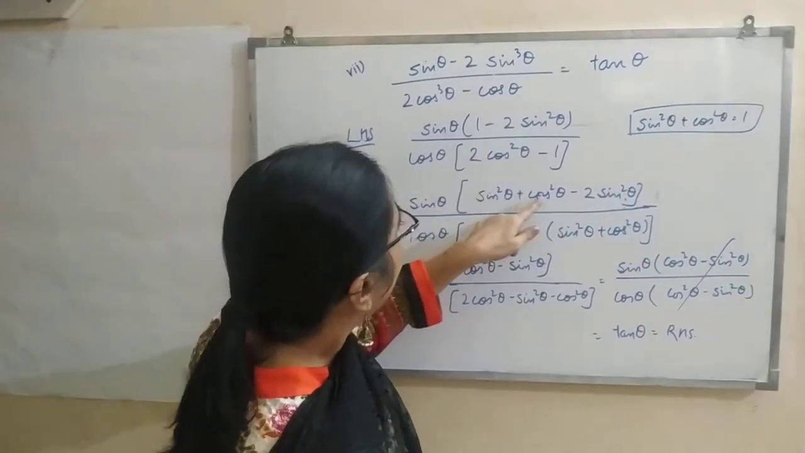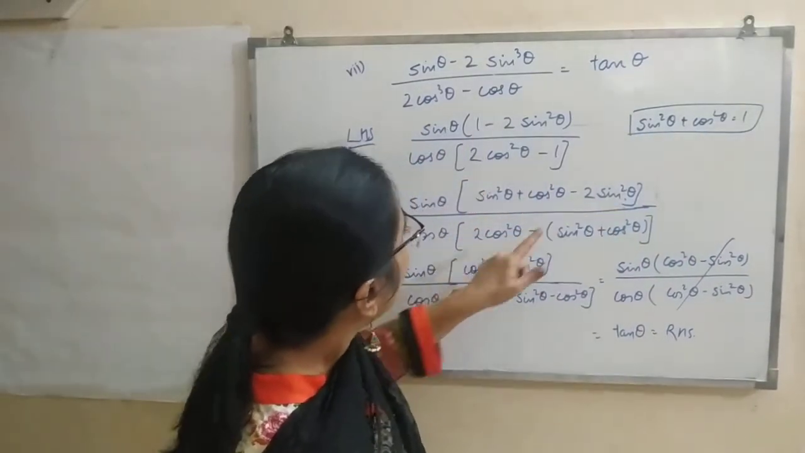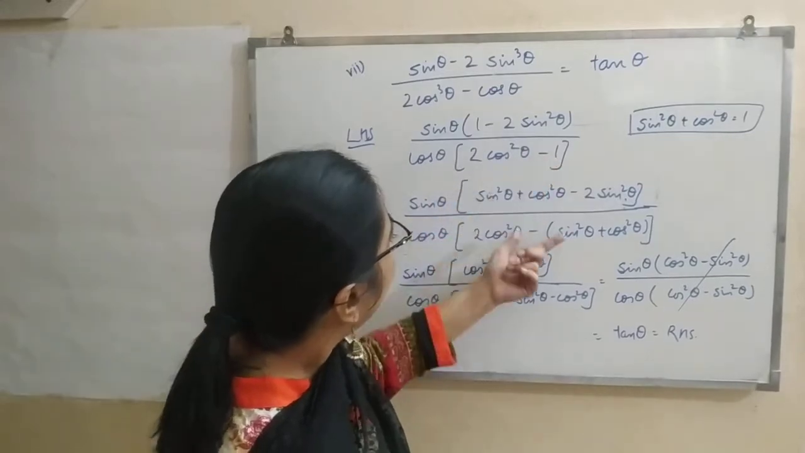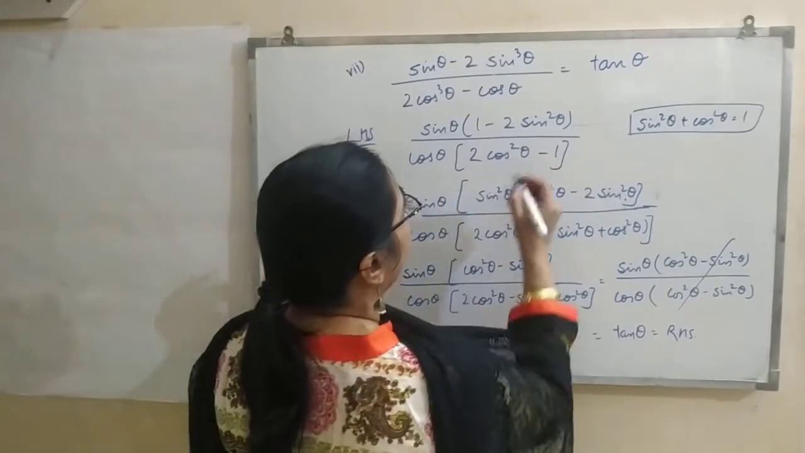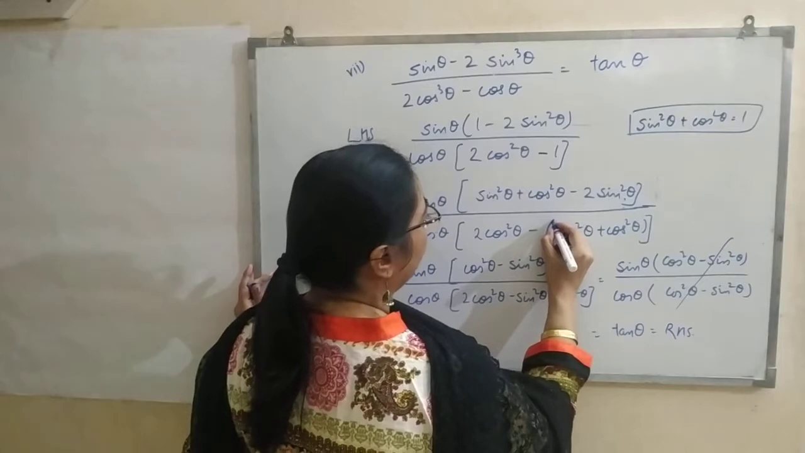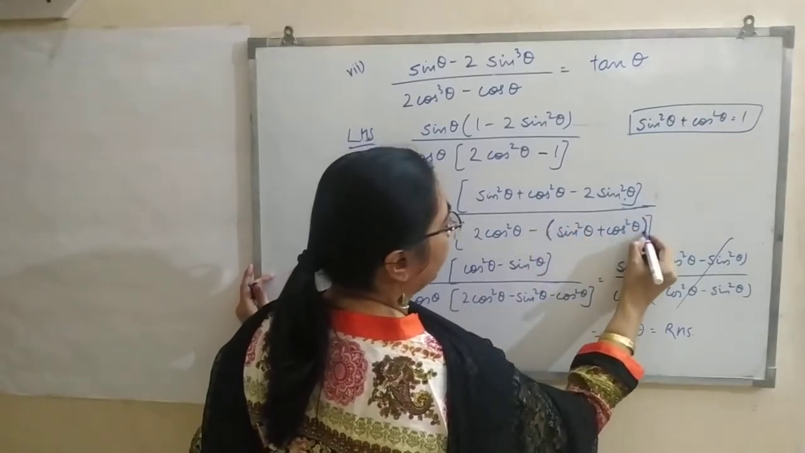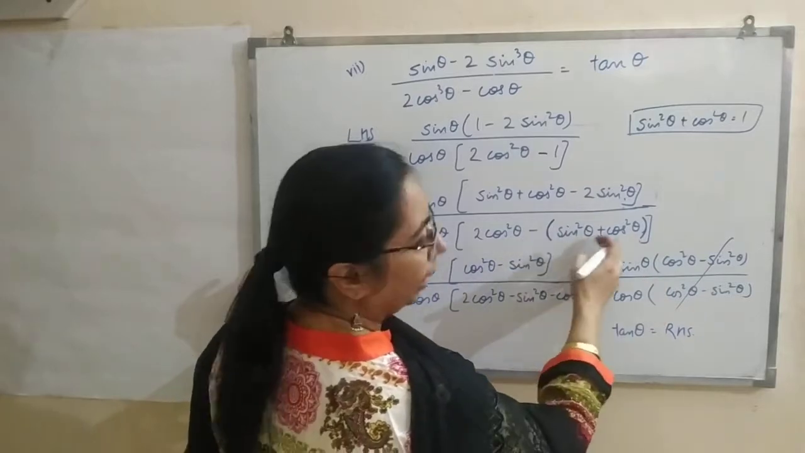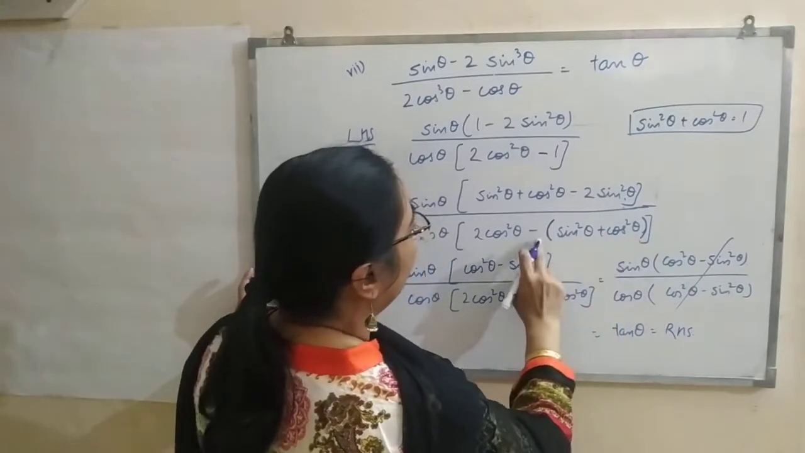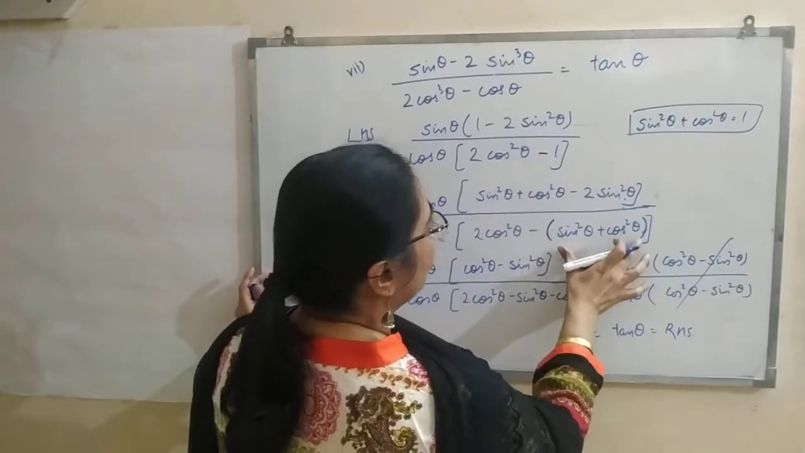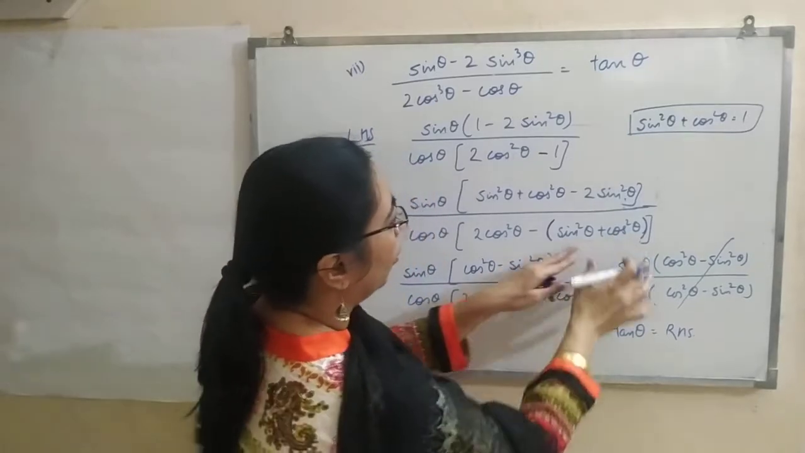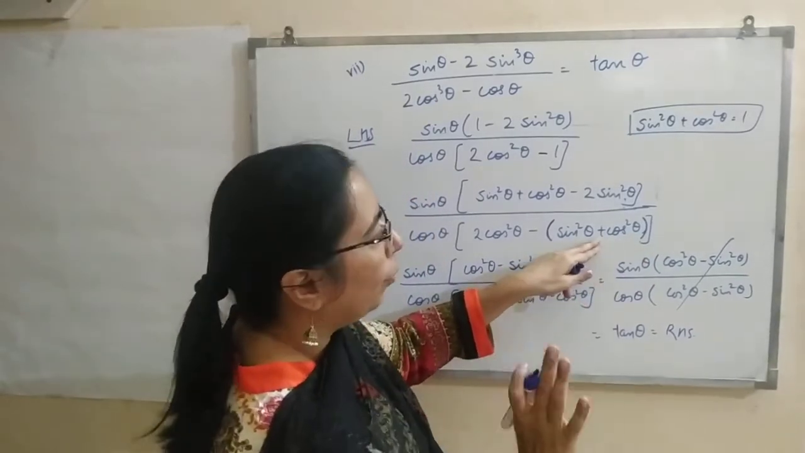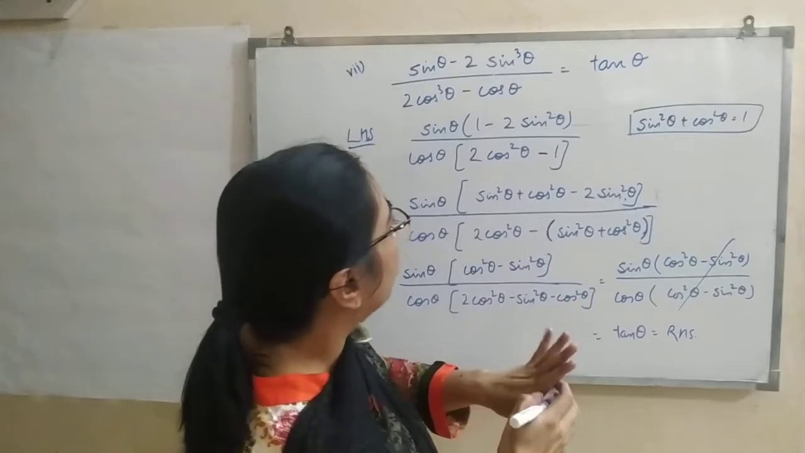So sin square theta plus cos square theta minus 2 sin square theta, and again here 1. Because here it is with a negative sign, you have to keep in mind that you will write this identity in a bracket. If you are not putting the bracket, then directly put the negative sign with all the terms, because the negative is outside. So when you open the bracket, keep in your mind that you have to change the sign. If you are not doing it, then definitely you will make a mistake here.